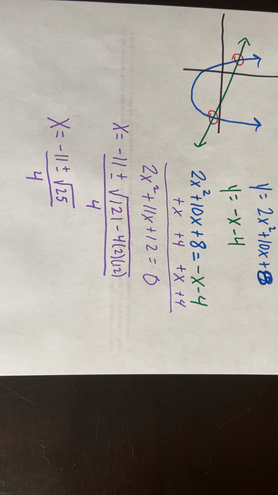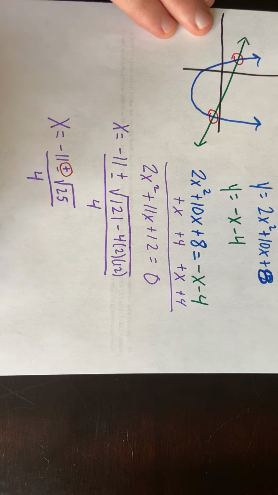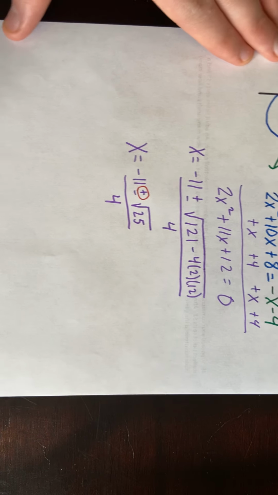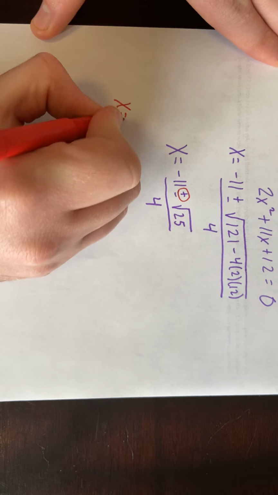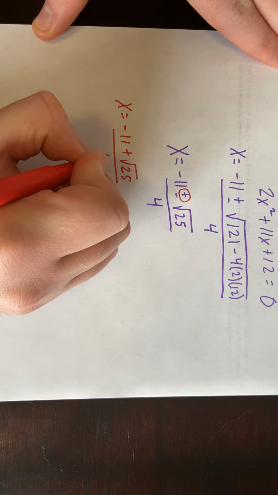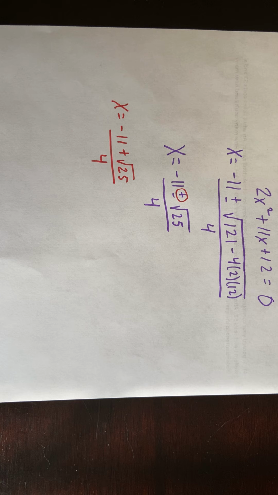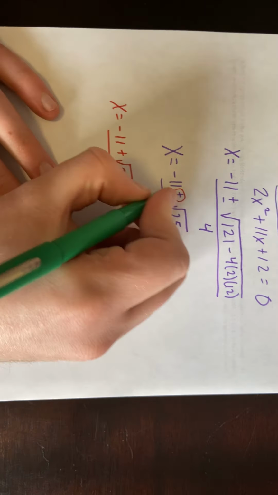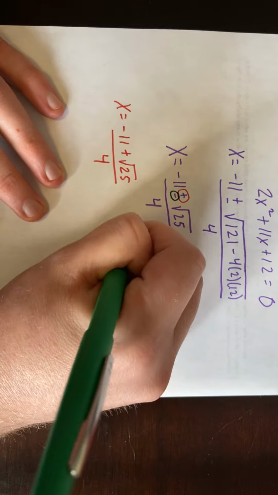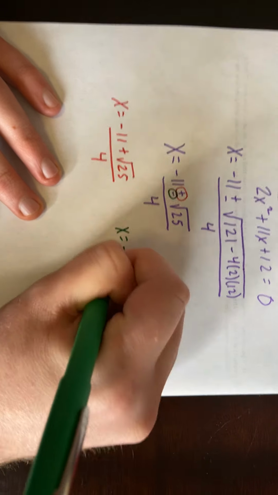Okay, so now that I've got my plus and minus here, I'm going to separate those into my two cases. So the positive case, x equals negative 11 plus the square root of 25 over 4. Let's get a different color here. I already did purple. That's fine, let's just use this green. Okay, and then the minus case. So x is equal to negative 11 minus the square root of 25 over 4.